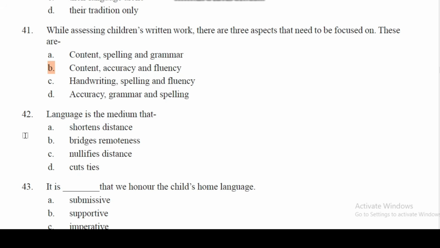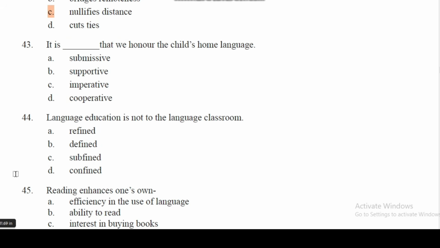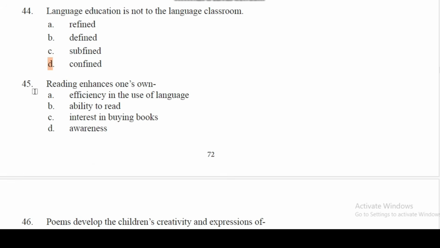42. Language is the medium that. Answer C. Nullifies distance. 43. It is imperative that we honor the child's home language. Answer C. 44. Language education is not to the language classroom. Answer D. Confined. 45. Reading enhances one's own. Answer A. Efficiency in the use of language.